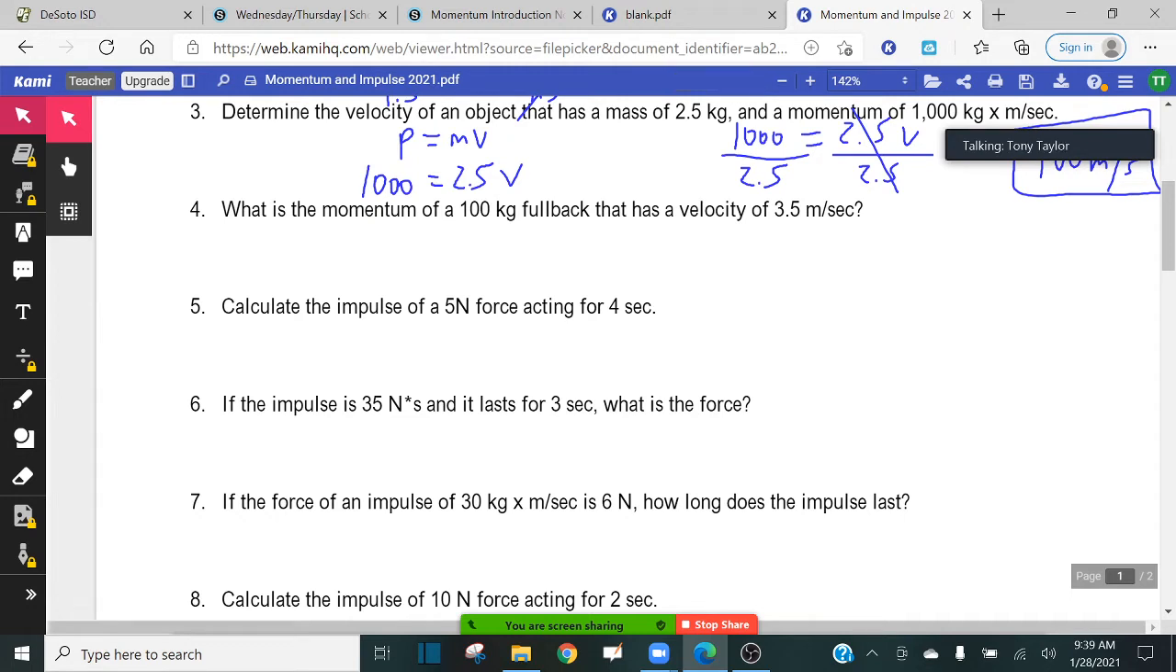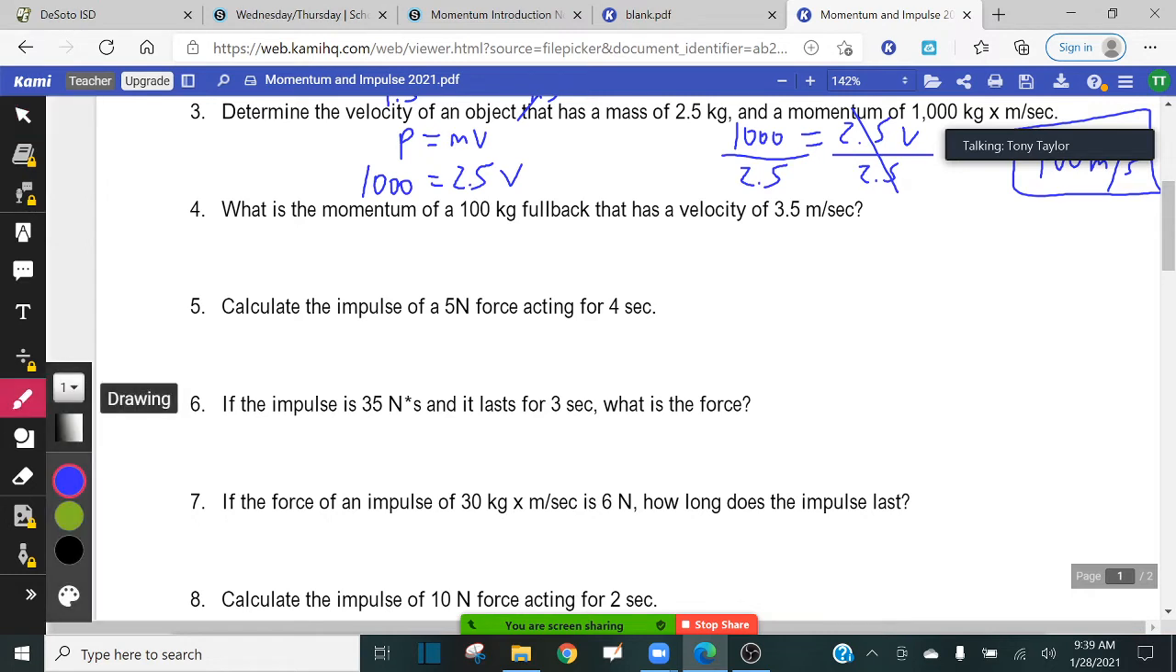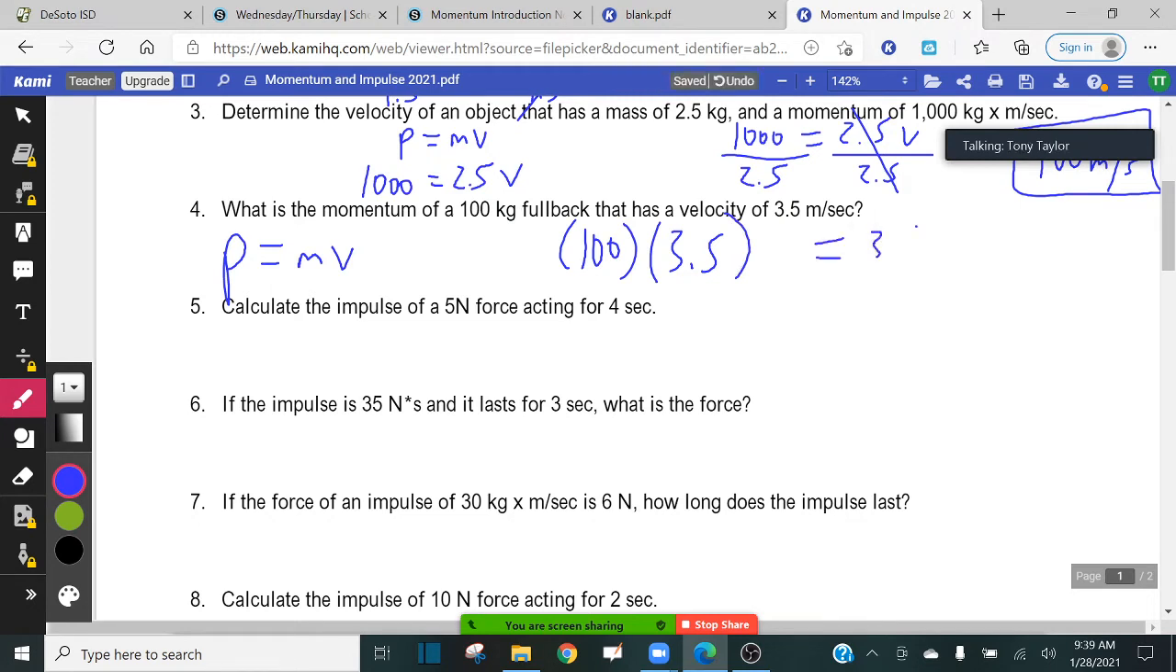Number 4 says, what is the momentum of a 100 kilogram fullback that has a velocity of 3.5 meters per second? Okay, momentum is super easy. Momentum is just mass times velocity. If the mass is 100 kilograms and the velocity is 3.5, when you multiply those two, what you get is 350 kilograms times meters per second, which is number 4. Any questions so far?